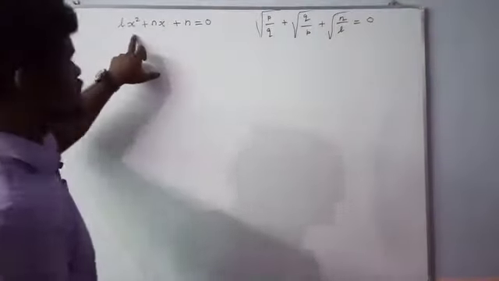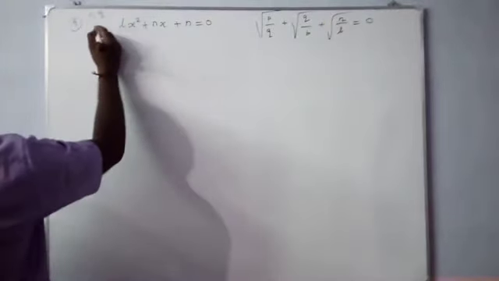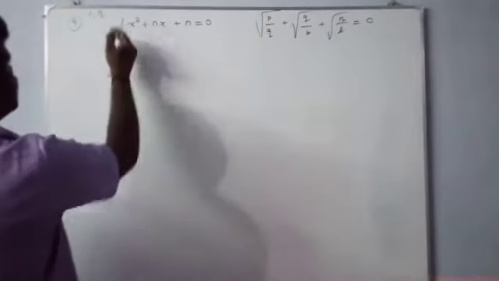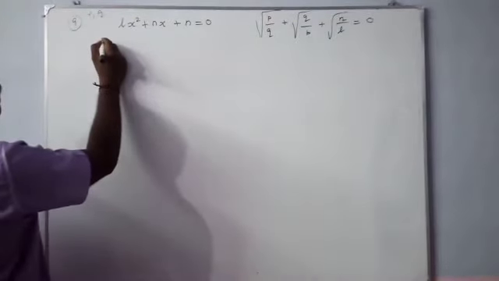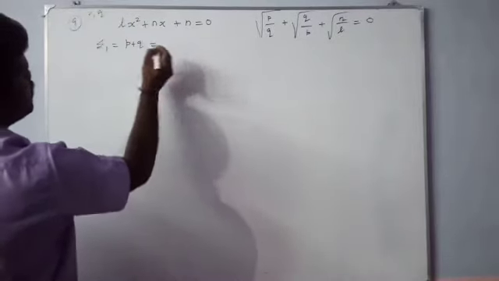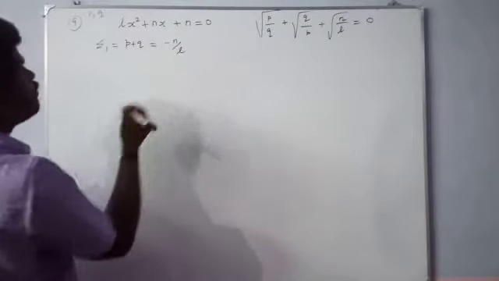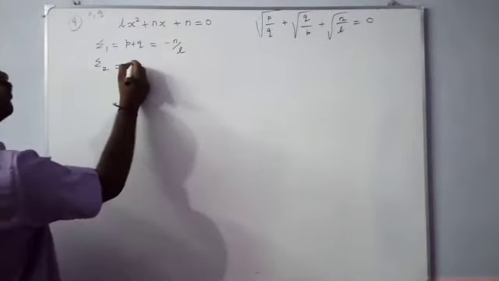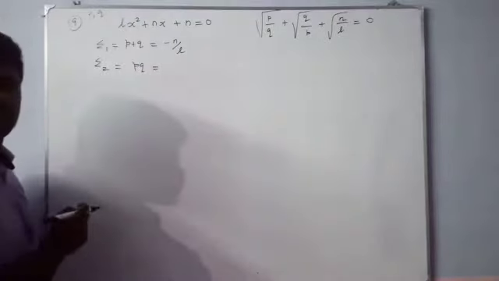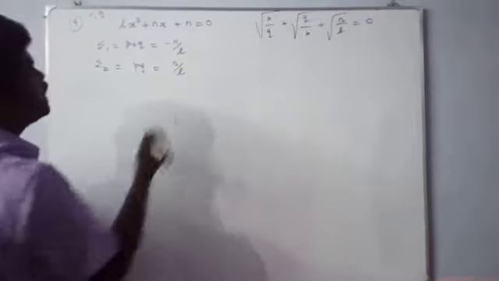Okay, this is the ninth sum. P and Q are the roots of this equation; to prove this result. Now, sum of the roots, summation 1 is equal to P plus Q, which is equal to minus N by L. And summation 2, PQ, because P and Q are the roots of this equation, PQ is equal to N by L.